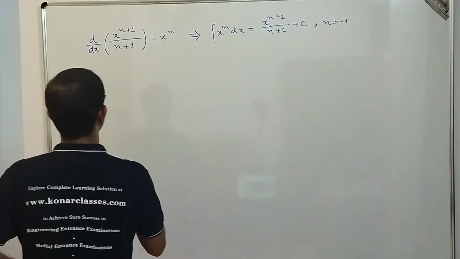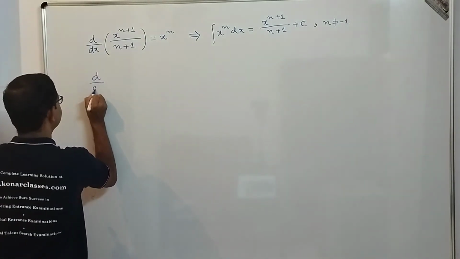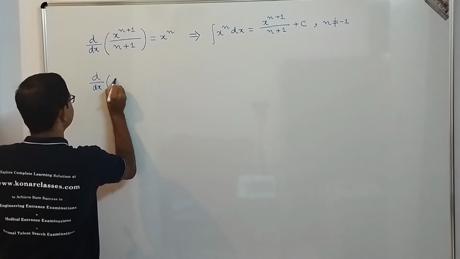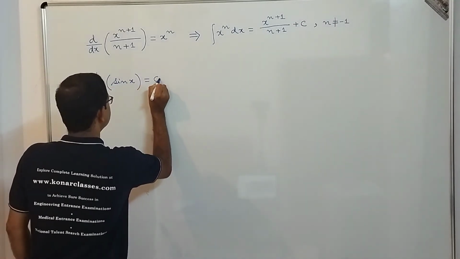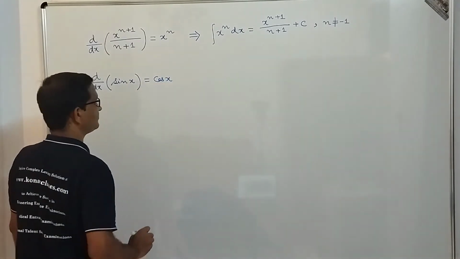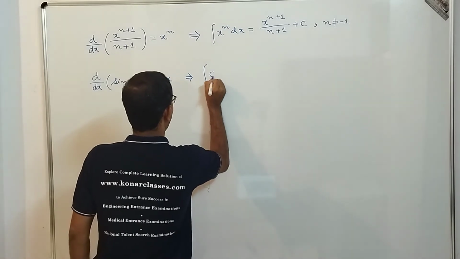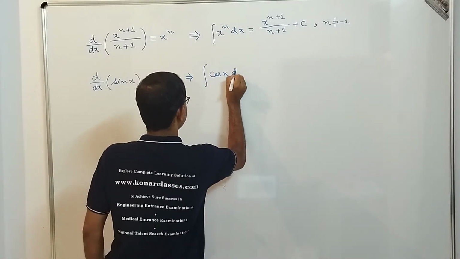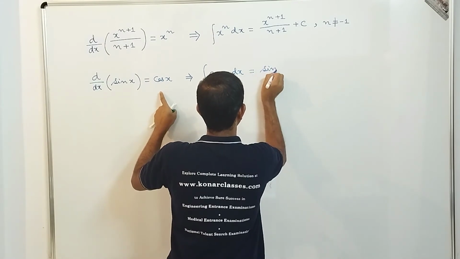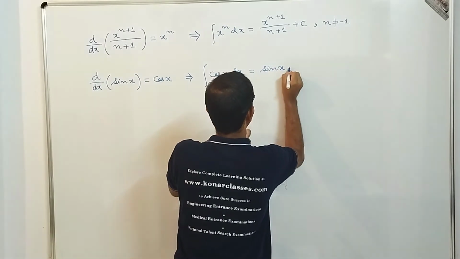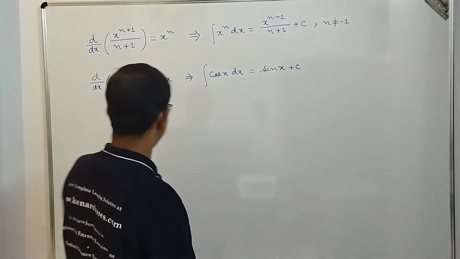Second thing is that we know d/dx of sin x equals what? It is equal to cos x. So this implies the integration of cos x dx should be equal to sin x plus c, and in all these cases c is a constant of integration.